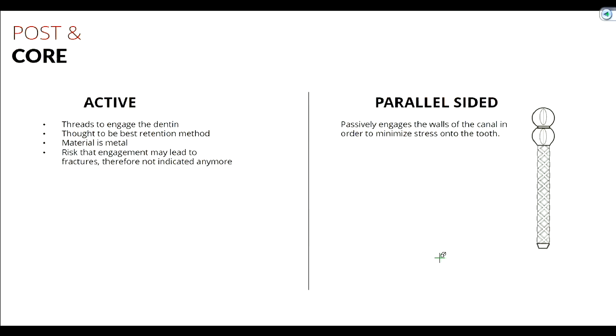All right, let's compare that with a parallel-sided post. This more passively engages the walls, meaning you're just relying on the adaptation to that. If you think about your post space, or your canal space, you're drilling with a parallel-sided drill, but just the natural flare of the canal space, it's wider at the top than it is at the bottom. So when you use these parallel-sided posts, really just the bottom half of the post engages the walls. So I don't want you guys to over-widen it just for the sake of the whole post being able to touch a wall somewhere, okay?